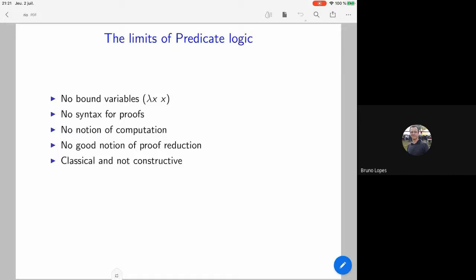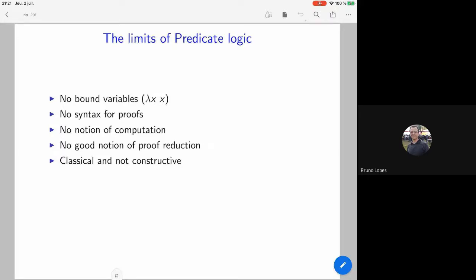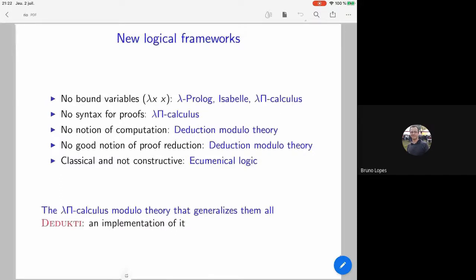So this led logicians to define new predicate logics, and here are a few examples. So the first problem, the problem of bound variables, was solved first in lambda Prolog and in Isabelle. Then the lambda pi calculus, the so-called Edinburgh logical framework, added proof terms to lambda Prolog or Isabelle. So we had there a logical framework where we could express theories with bound variables, and we had an explicit syntax for proofs.